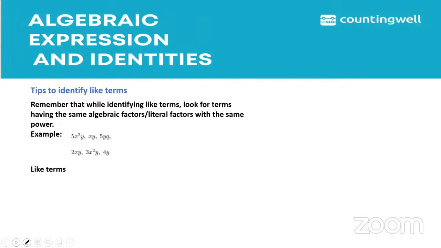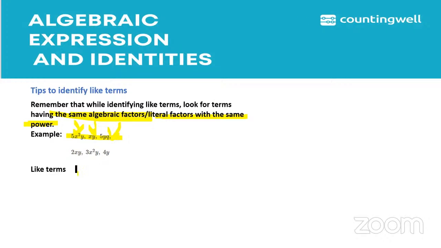Let us see some tips to identify like terms in case of algebraic expressions. Remember that while you are identifying like terms, you have to look for terms having the same algebraic factors or literal factors with same powers. So just remember, same algebraic factors, same powers. So here the algebraic factors are what? x, y in each of these. In the first term, the algebraic factors are x, x, y, here x, y, but here we have y cube.